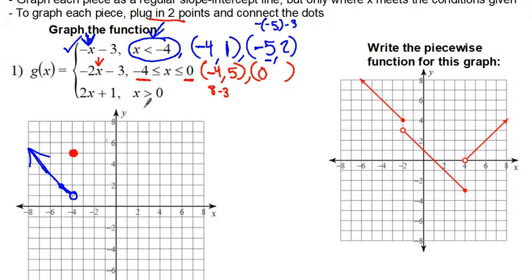Now notice that I shaded that in this time. I filled it in, unlike that blue circle which we did not shade in, and the reason why is because of that right there. It says x is greater than or equal to, and so the equal to means that we shaded it in.